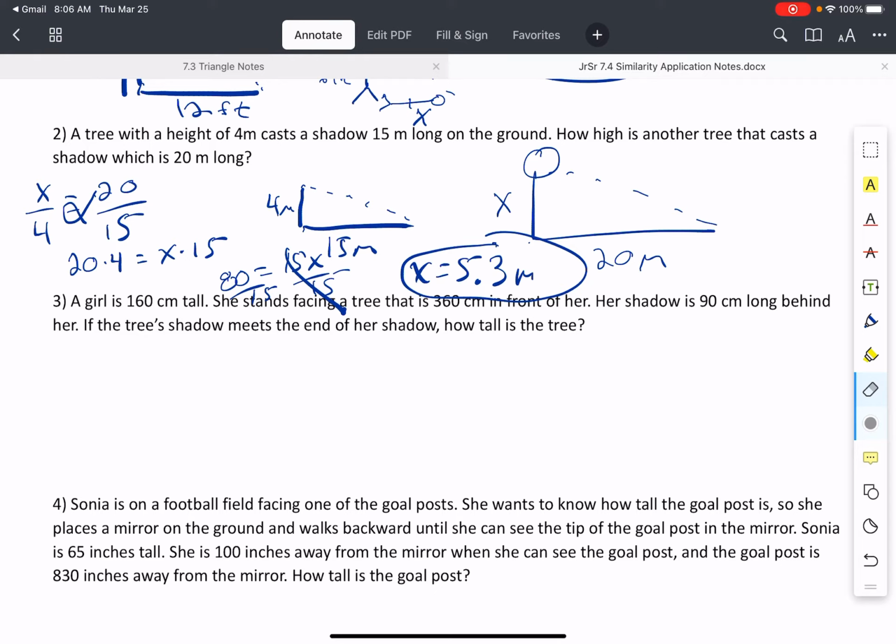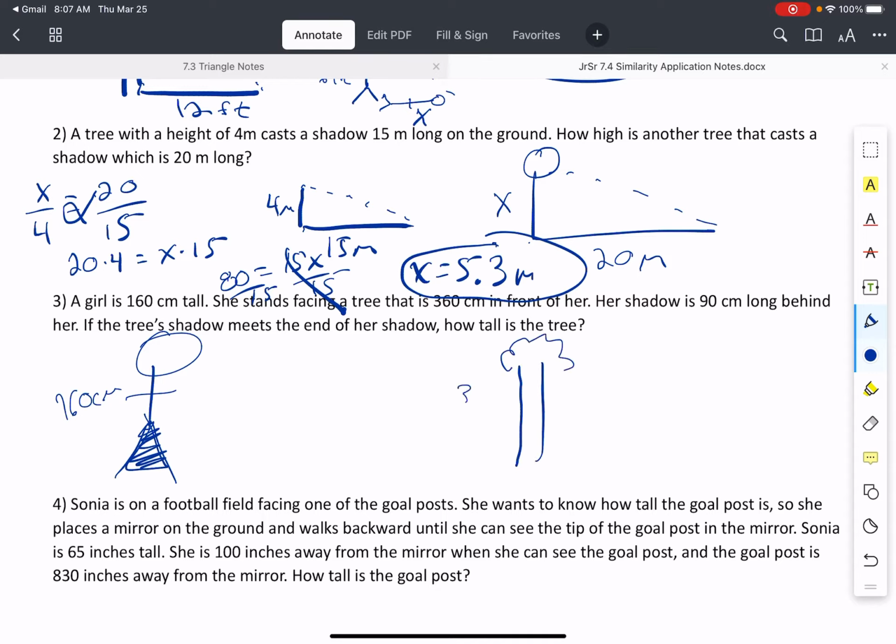A girl is 160 centimeters tall. Okay, so here's my girl. Here's her beautiful little dress. And she's 160 centimeters tall. She stands facing a tree that is, don't trust pictures because they look like they're the same height. 62 inches is how tall she is, so she's like 5'2". Her shadow is 90 centimeters long.